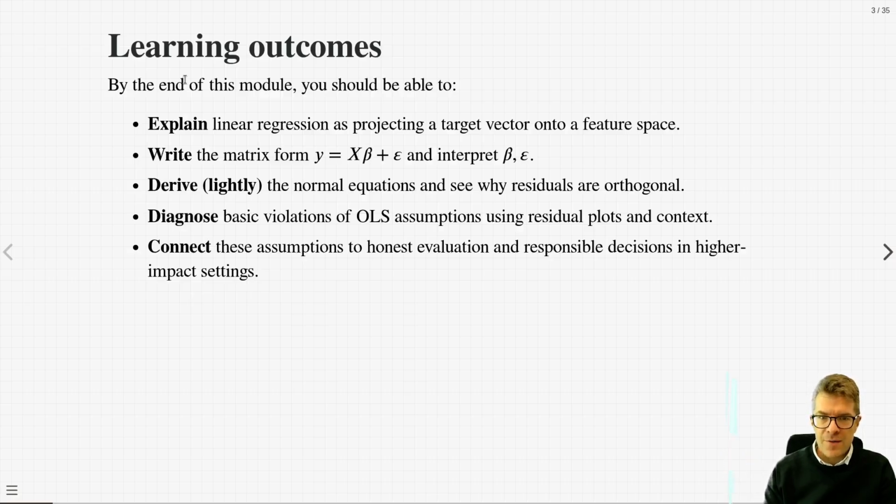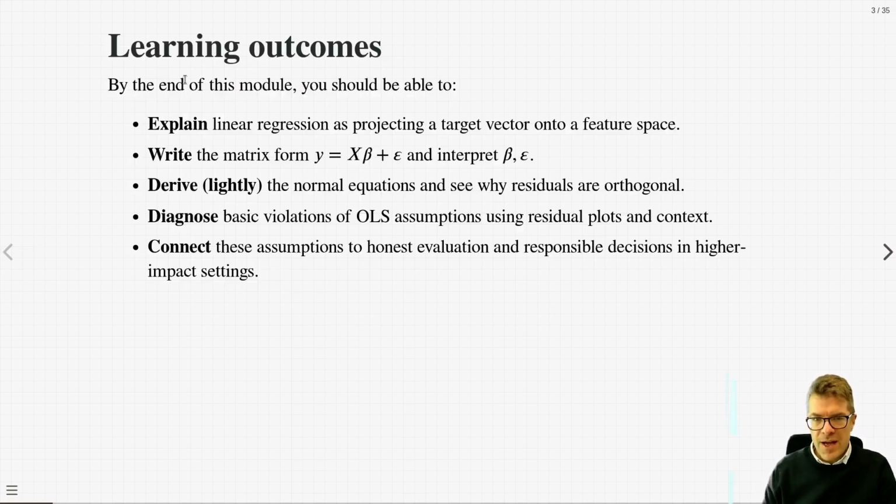You'll be able to write down the matrix form y equals big X times beta plus epsilon, and interpret beta and epsilon, or at least beta. You'll be able to derive, at least to some extent, something called normal equations, and see why residuals are orthogonal. This is a bit of an aside, but it helps as a framework.